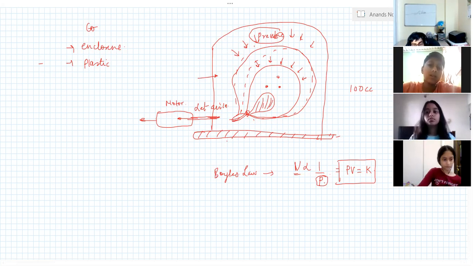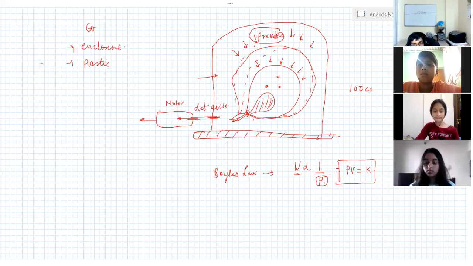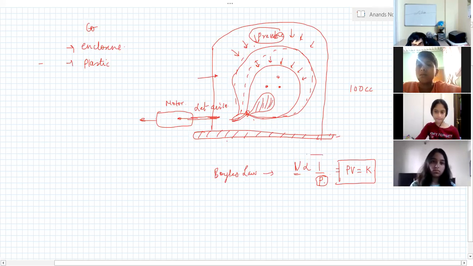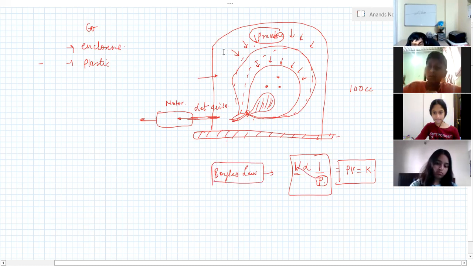Yes, sir. Okay. And those of you who would like to make a note, quickly make a note of whatever experiment we said. This particular thing is important. V is inversely proportional to 1 by P, or P into V is equal to K. And this is Boyle's law. So what is the value of K? Don't worry about what the value of K is. Just say that P into V is a constant.